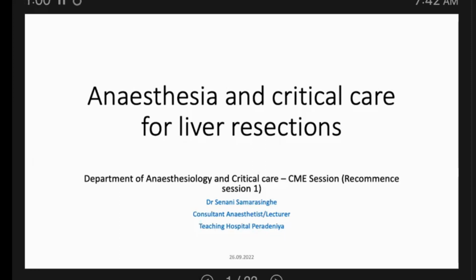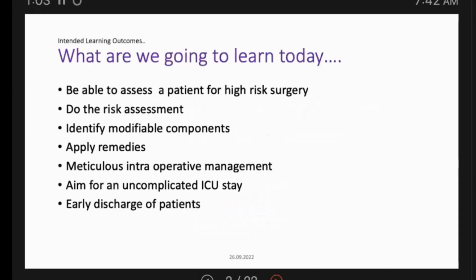Okay. So let's see what we are going to learn today. These are all high risk patients, so which are the intended learning outcomes? We should be able to assess a patient who is awaiting a high risk surgery, do the risk assessment and identify modifiable components in the history and examination, and apply remedies, whatever the correctable things, we should be able to do them, and meticulous intraoperative management, and aim for an uncomplicated ICU stay, and we should aim for an early discharge.